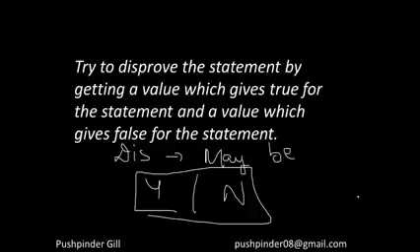So I hope till now the premise is clear, and the strategy is also getting clear to you guys: for every statement, try to get a yes and try to get a no. If you're able to get a yes and a no, that means the statement is not sufficient. However, if you get only yes or only no, that means the statement is sufficient, right?